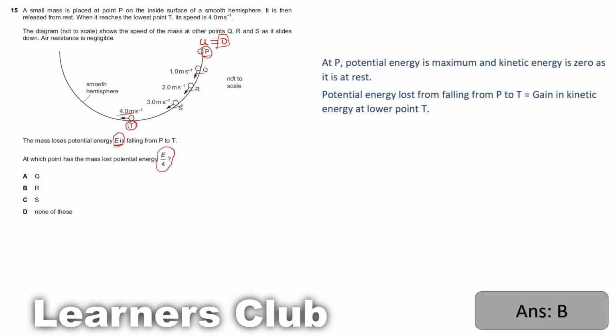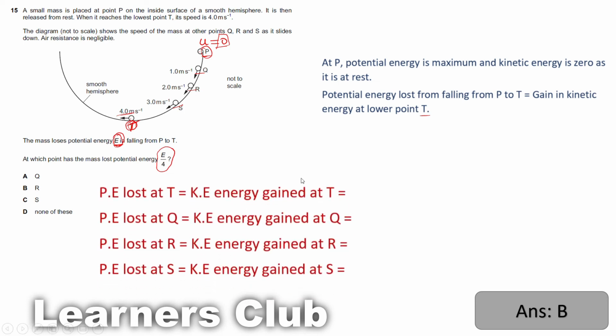So potential energy lost at T is going to be the gain in the kinetic energy at T. Now the maximum potential energy, or the loss in the potential energy E, in other words, is the gain in the kinetic energy at T. So this is the first thing. So completely the potential energy is lost at T, which means, according to the conservation of energy, kinetic energy is gained at T.